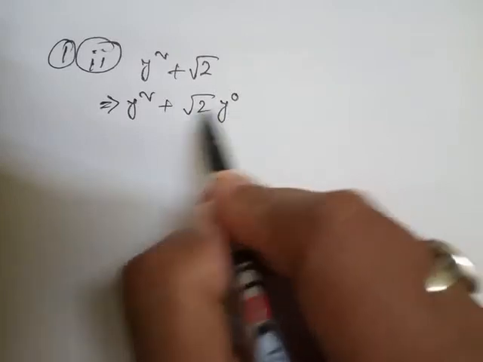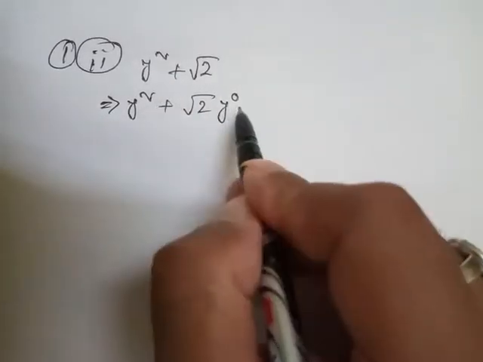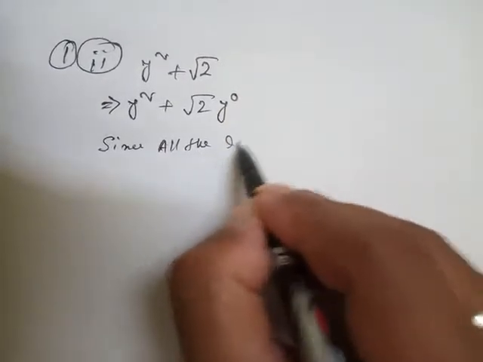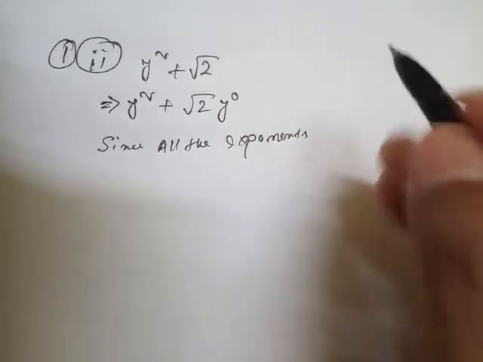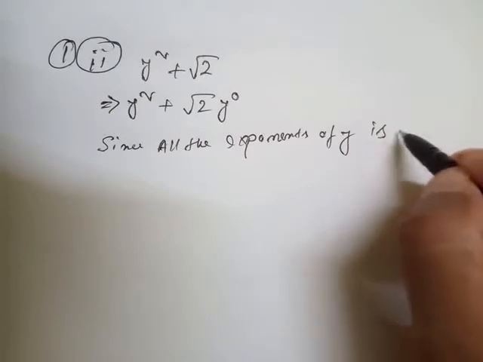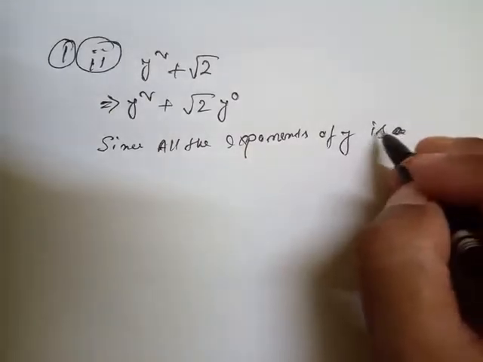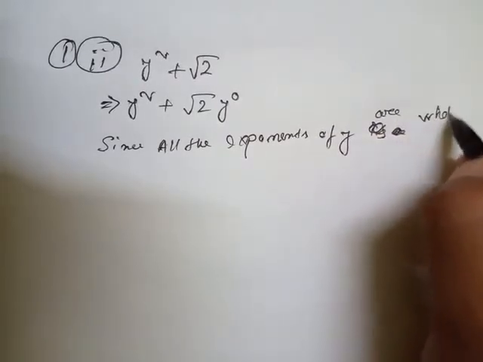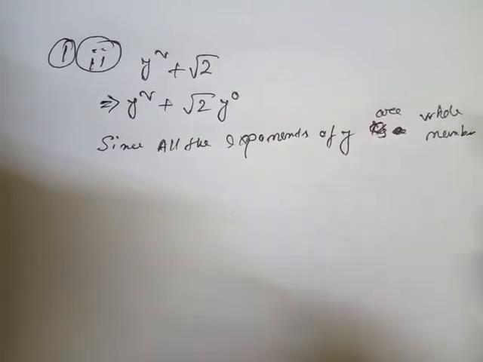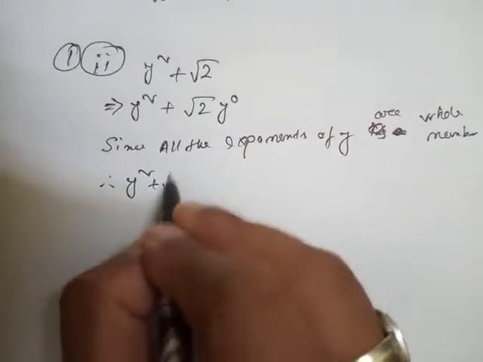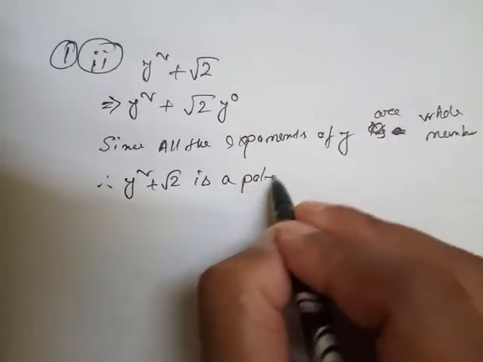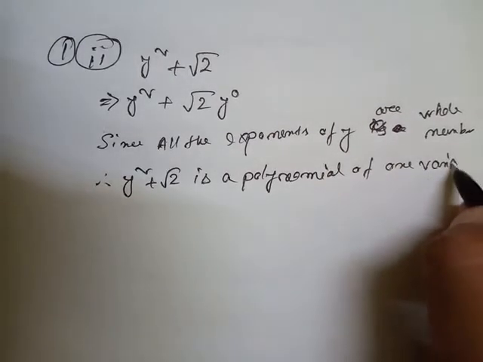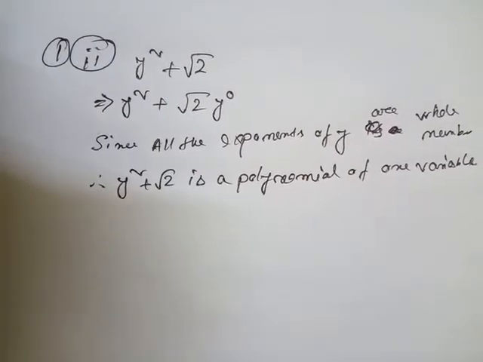the exponent of y is 2 and 0, which are whole numbers. So we can say that since all the exponents, I repeat again, all the exponents of y are whole numbers, therefore y square plus root 2 is a polynomial of one variable. This is the 1 Roman 2.